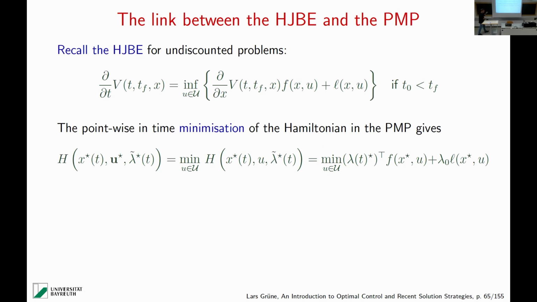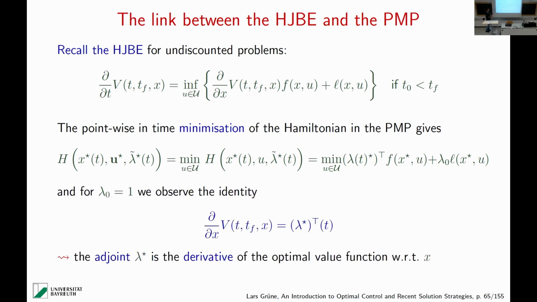Yeah, I already said yesterday that the Hamiltonian I defined has some similarities with the Hamilton-Jacobi-Bellman equation. And if we look at this a bit more closely, this is the Hamilton-Jacobi-Bellman equation with finite horizon for undiscounted problems. What we have here is the derivative of the value function times the vector field plus the cost. And the Hamiltonian that we defined is the adjoint variable times the vector field plus the cost with lambda 0.